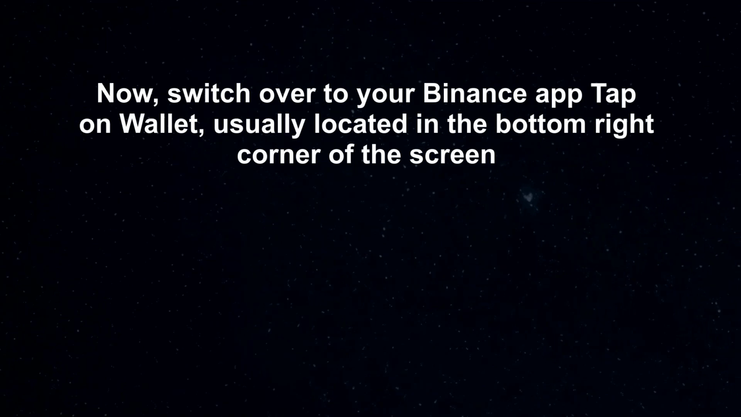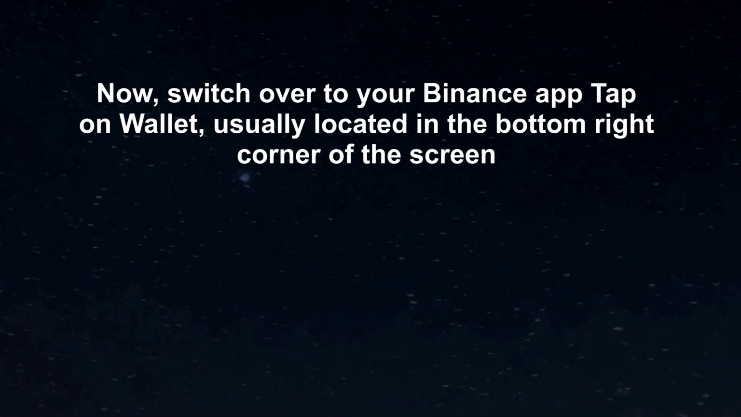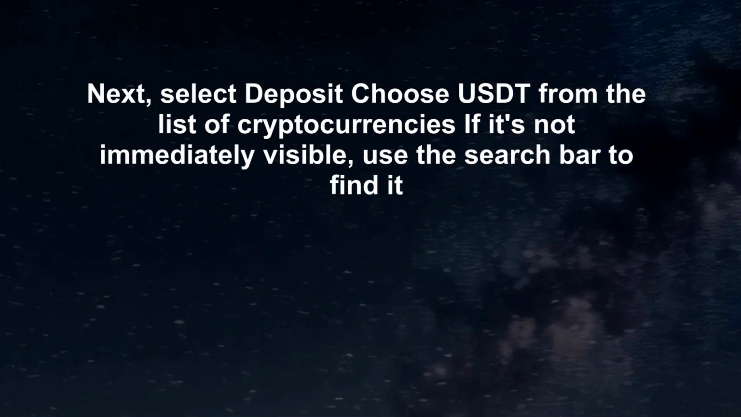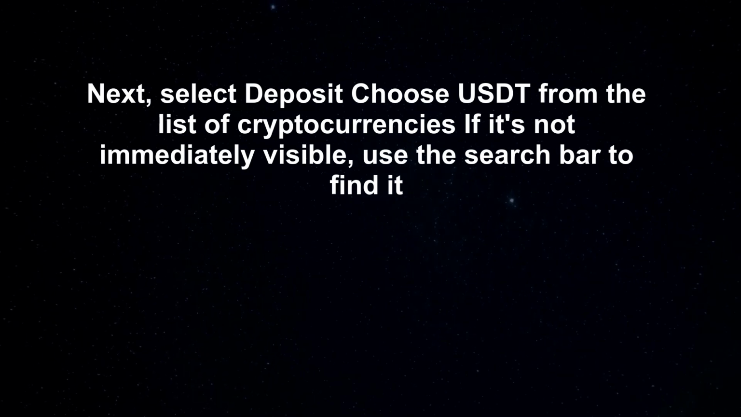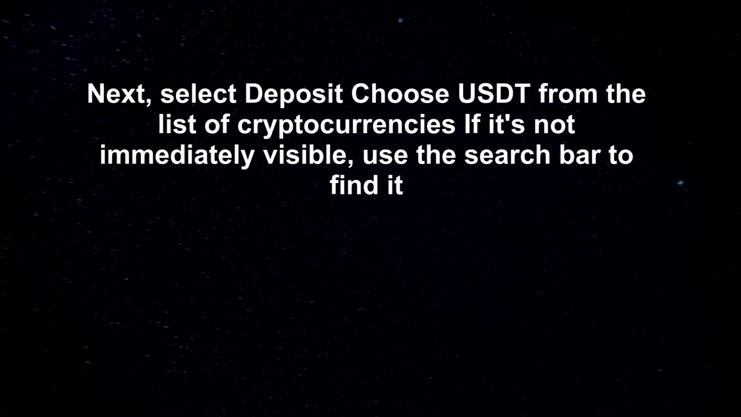Tap on Wallet, usually located in the bottom right corner of the screen. Next, select Deposit. Choose USDT from the list of cryptocurrencies if it's not immediately visible. Use the search bar to find it.